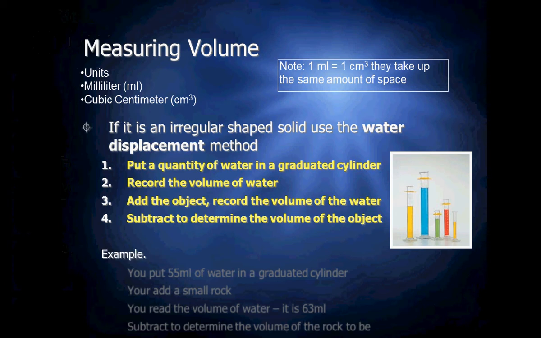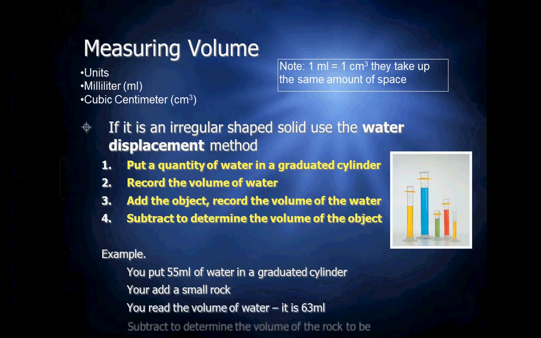So for example, I put 55 milliliters of water in a graduated cylinder. I add a small rock. The new volume is 63 milliliters. So the volume of that rock is? Grant? 8 milliliters. 8 milliliters, yeah. So water displacement is another way to do it. It's not quite as accurate. There's more space for error than measuring an object. So if you can, you always want to measure it and calculate the value. If you can't do that, then water displacement will work.